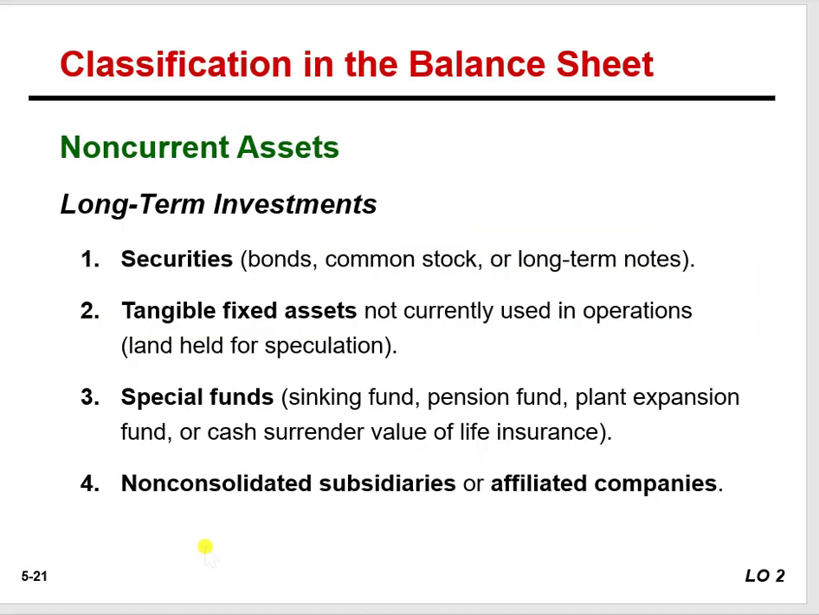Non-current assets. Long-term investments, securities, tangible fixed assets, special funds, and non-consolidated subsidiaries or affiliated companies. Securities consist of bonds, common stock, or long-term notes. Tangible fixed assets not currently used in operations, like land held for speculation, make up the tangible fixed assets section. Special funds, sinking funds, pension funds, plant expansion funds, or cash surrender value of life insurance policies make up your special funds. And then again, non-consolidated subsidiaries or affiliated companies.